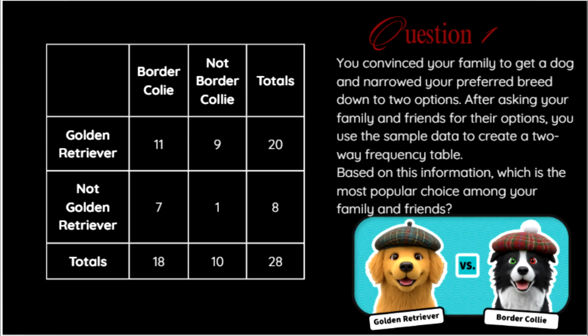Here's question number 1. You convinced your family to get a dog and narrowed your preferred breed down to 2 options. After asking your family and friends for their options, you used the sample data to create a two-way frequency table. Based on this information, which is the most popular choice among your friends and family? Pause the video, figure it out, come back.